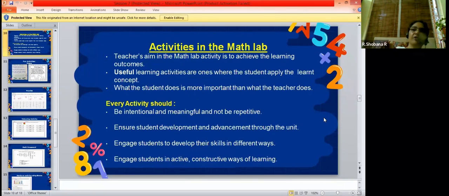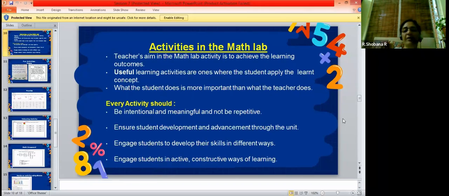If you take the children for the math lab on the next math lab period and give the same activity, obviously the children are going to be bored and they will say, ma'am, we've already done this before. So let us not take children for granted. Give them meaningful activities that are not repetitive, and ensure student development and advancement through the unit. All these activities must ensure that the child understands the concept better when we cover advanced topics in that unit.